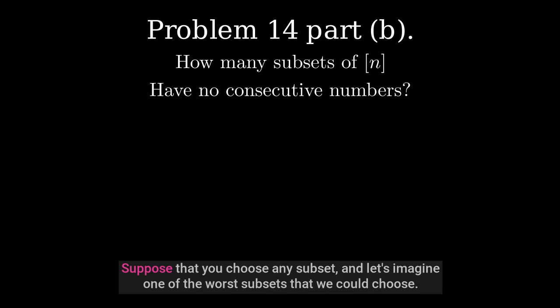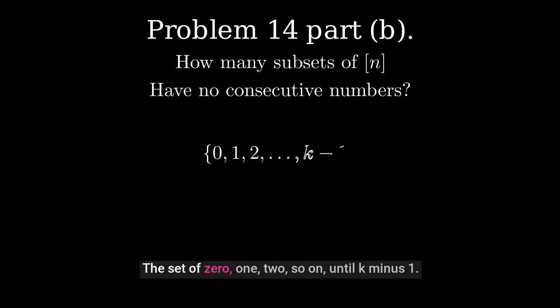Moving on to part B. We need to count the k-sets in bracket n having no 2 consecutive integers. The solution I came up with for this is a bit on the tricky side, so let me try to motivate it a bit. Suppose that you choose any subset, and let's imagine one of the worst subsets that we could choose. The set of 0, 1, 2, so on until k minus 1. This has only adjacent integers.